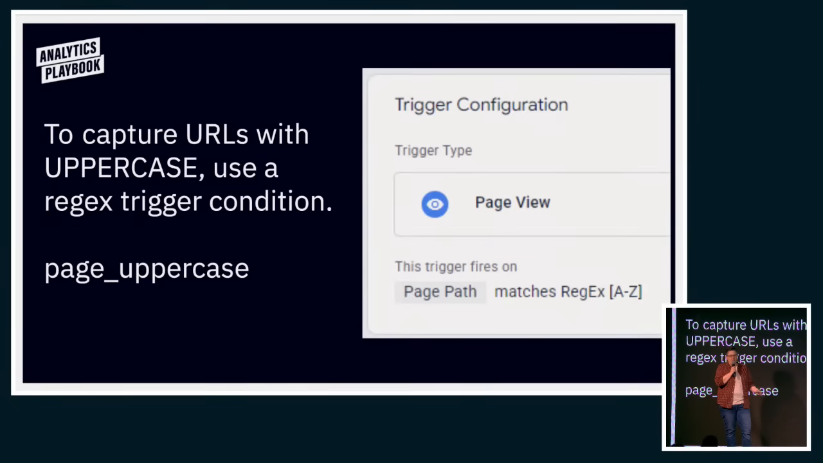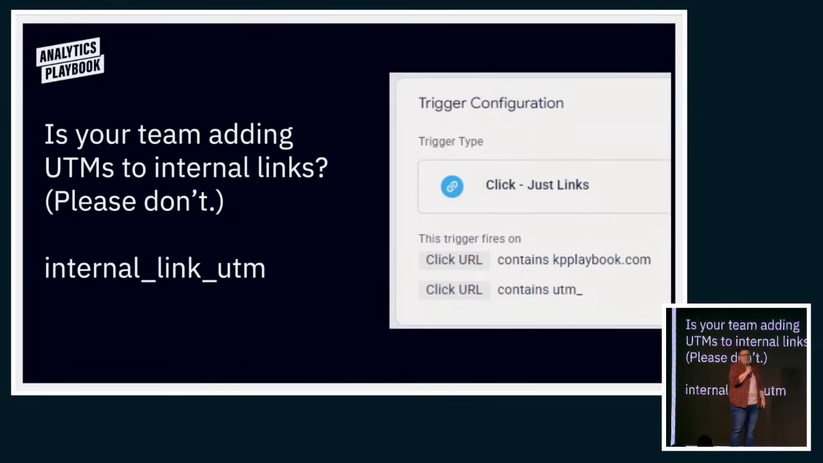And you'll want to trigger on the page path because, of course, on the full URL, if somebody came to your website via, say, Google Ads, there will be uppercase in the click ID that comes through from Google Ads, so you don't want to trigger on that. And then if your team is adding UTMs to internal links, which you should not do ever, everybody knows that, right? It's so bad. Don't do it. It's even worse in GA4 than it was in UA. In UA, at least it broke the session, which in retrospect was a blessing.